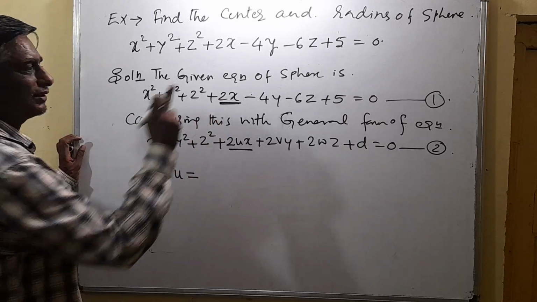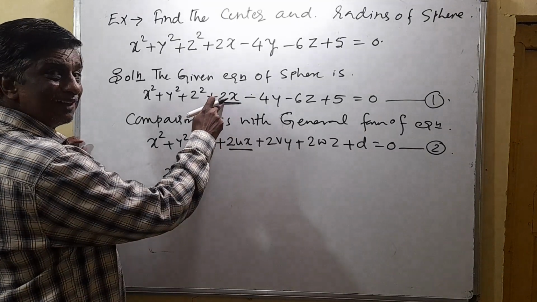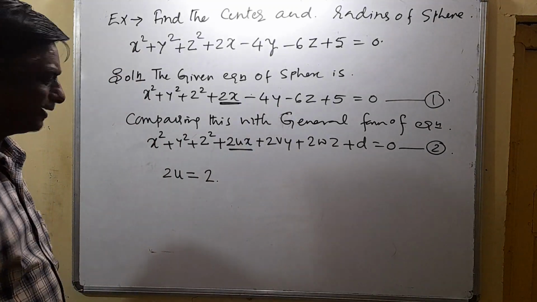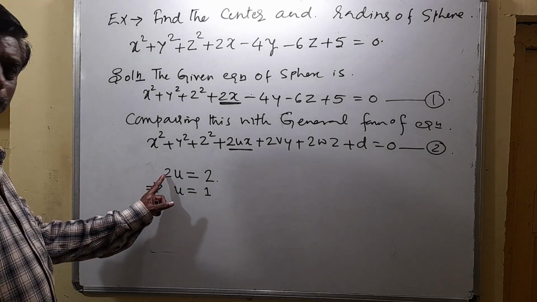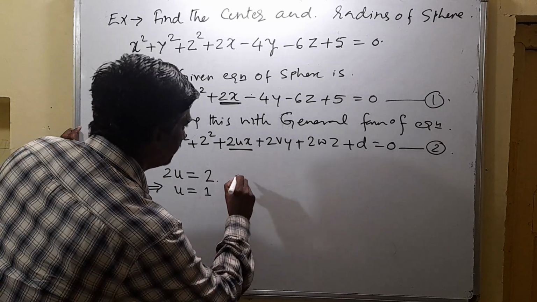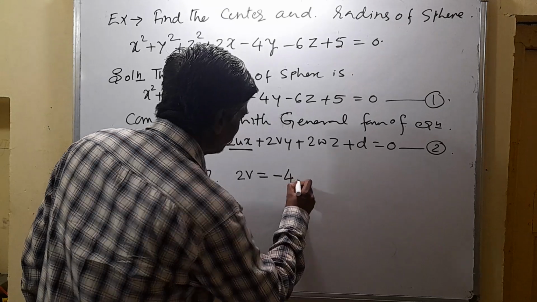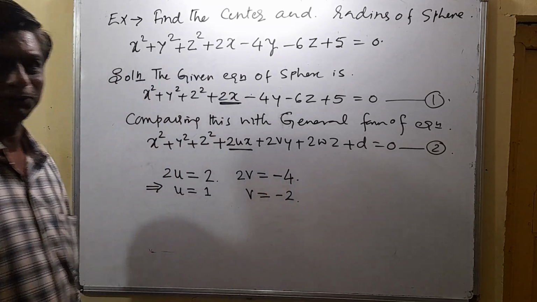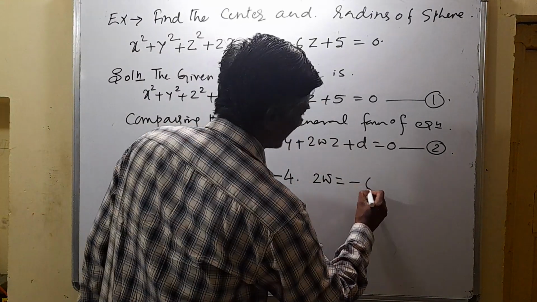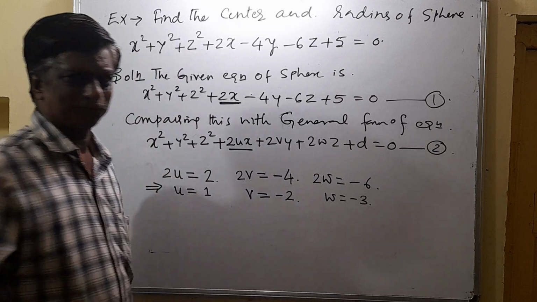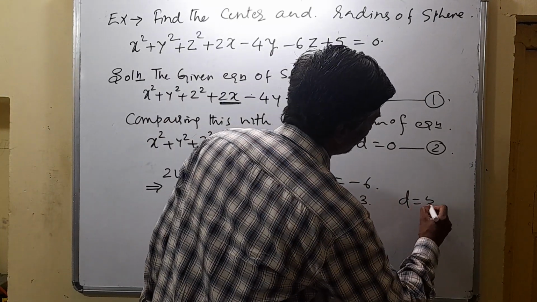2u equal to what? 2ux is there, here 2x is there, so in 2u's place here we have just 2. This implies u equal to 1. Correct? 2 gets cancelled. Similarly, 2v equal to minus 4, then v equal to minus 2. Then 2w equal to minus 6, w equal to minus 3. Clear? And this is constant, here is also constant. d is equal to what?